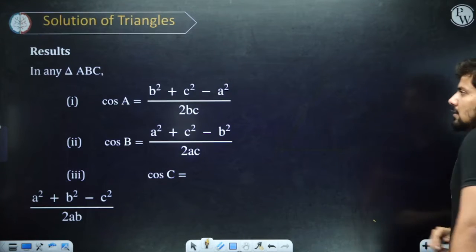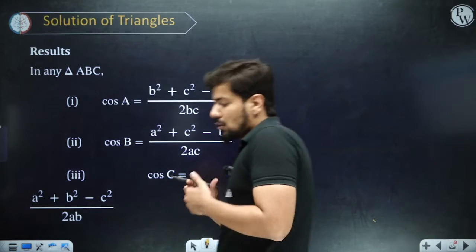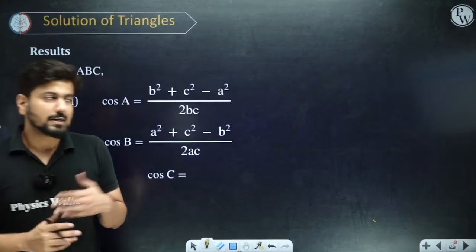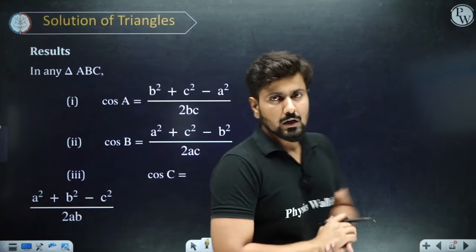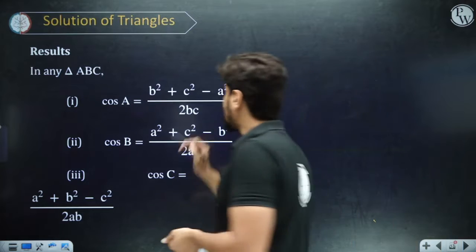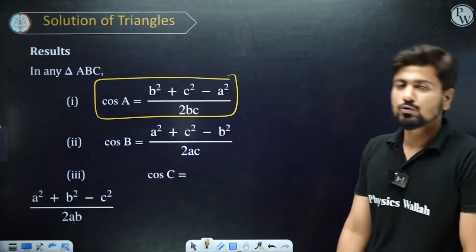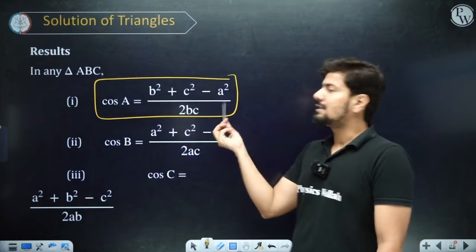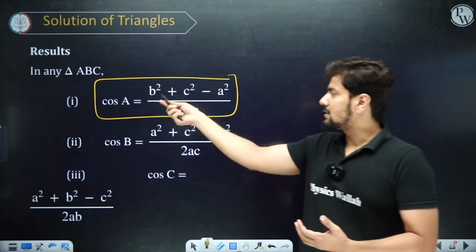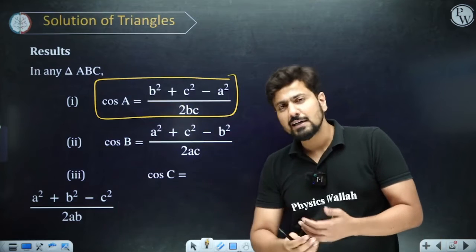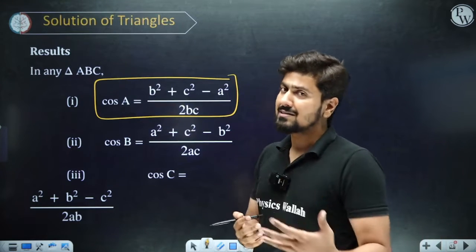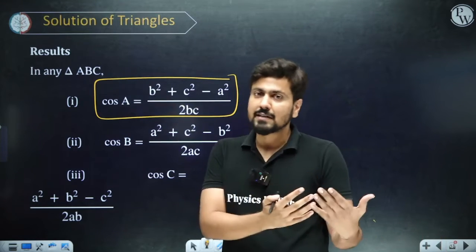Now we are going to be learning about the cosine rule. So what is the cosine rule? What does it say? In any triangle, cos of angle A is equal to (b square plus c square minus a square) upon 2bc. Basically, if we have all the three sides of a triangle, we can find all the three angles. What are the values of angle A, angle B, angle C? Okay, if we have the sides of the triangle.